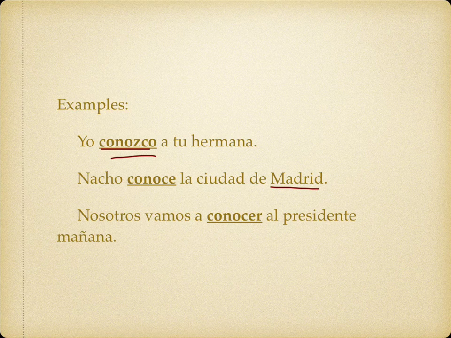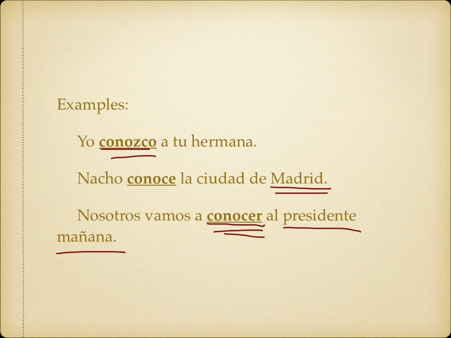Now, when you're talking about places, it's very interesting. You're very familiar with the place. You can walk around the streets. You know where to go to get good pastis. You know where to get good food, right? Okay, you're familiar with the area. Nosotros vamos a conocer al presidente mañana, meaning we're going to know the president or meet the president tomorrow. We're going to become familiar with him, meet him personally.